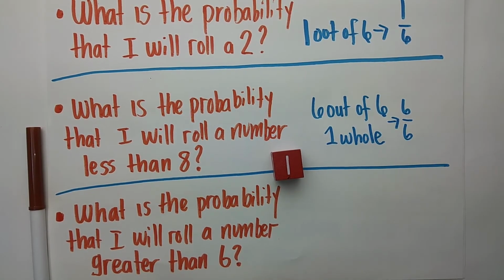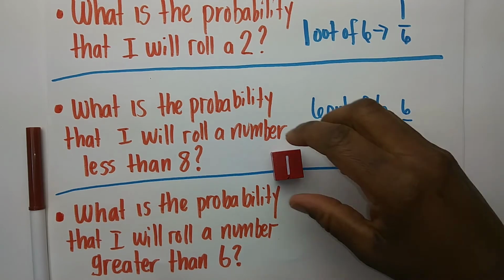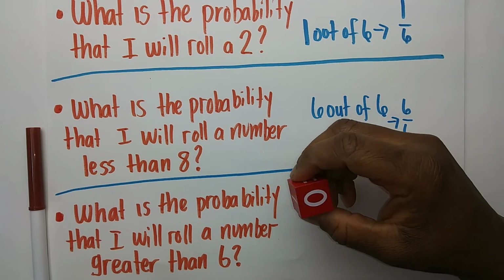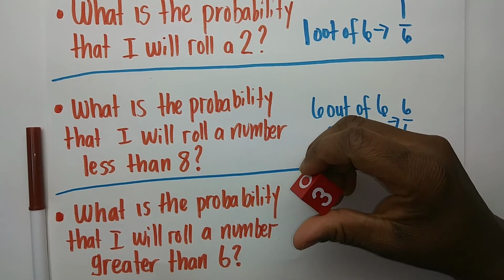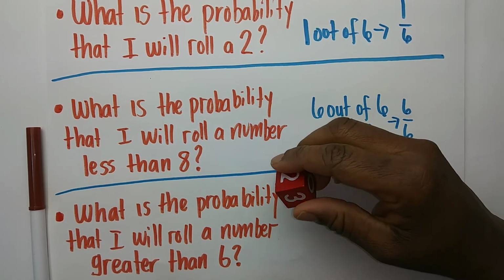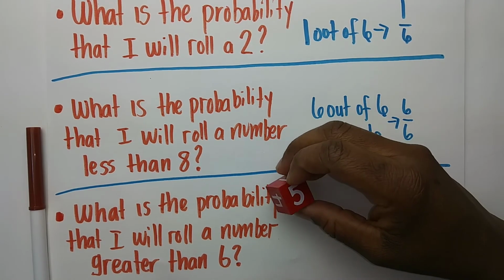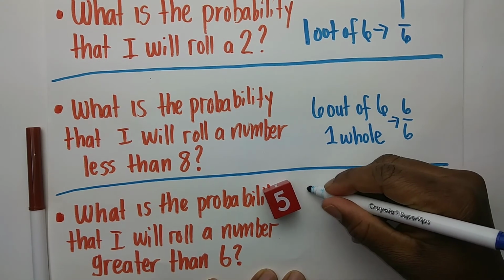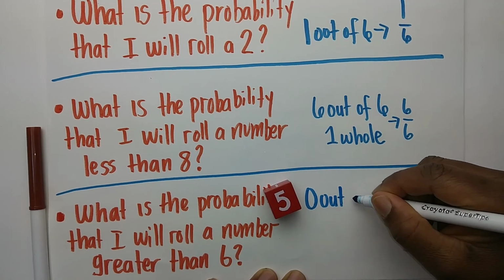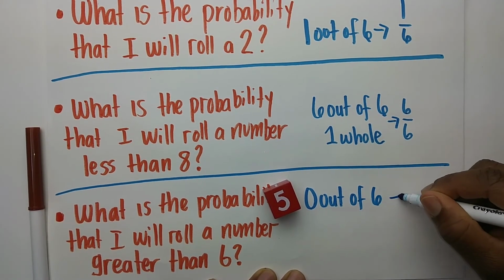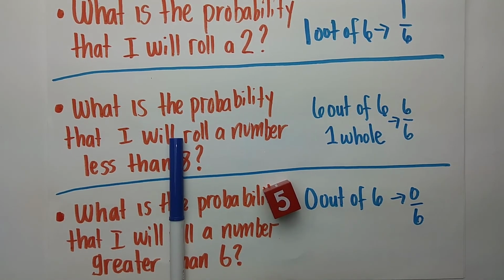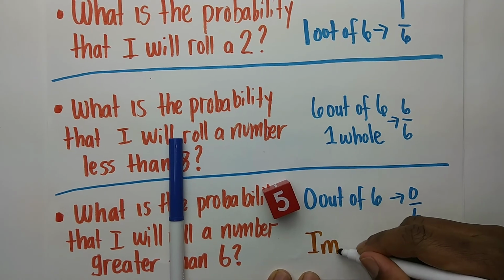Taking a look at the last one, and I want to discuss what is the probability that I will roll a number greater than 6. Well, if you take a look at this, the largest number on this die is actually a 5. So the probability that I will roll a number greater than 6 is actually impossible. So the probability is 0 out of 6, which will be 0 out of 6. If you use your words, this will be impossible.